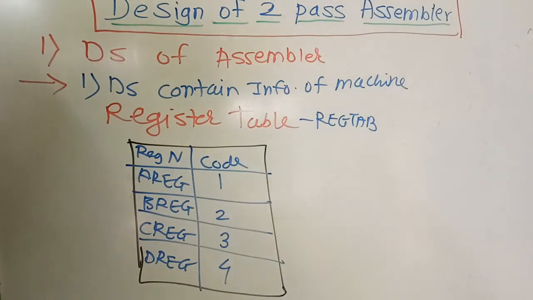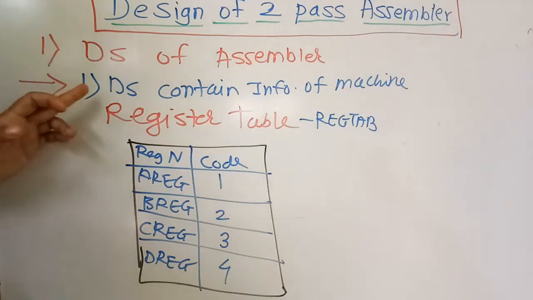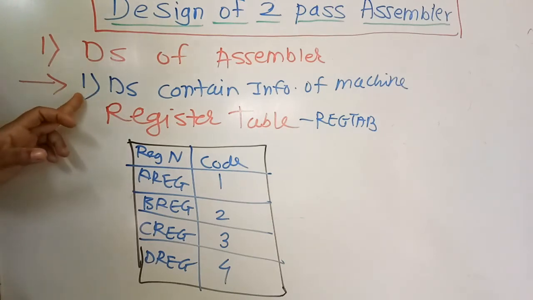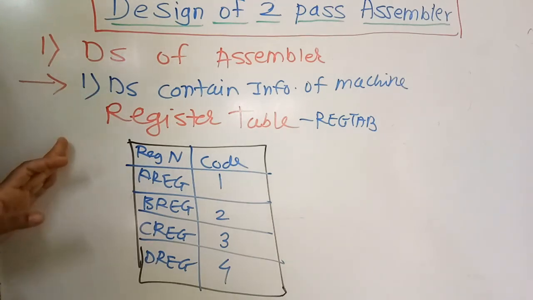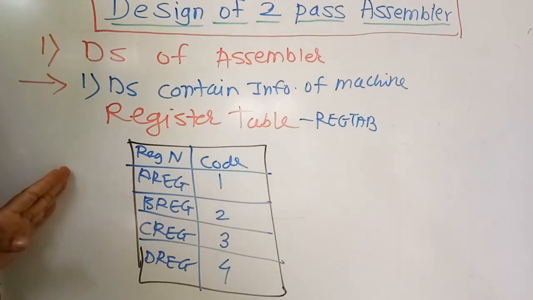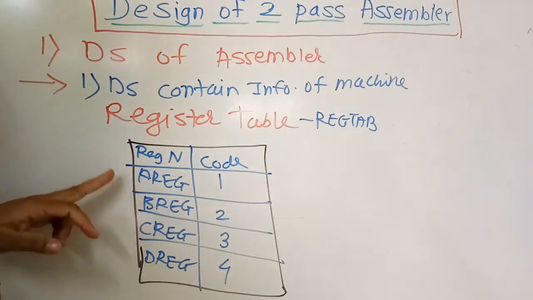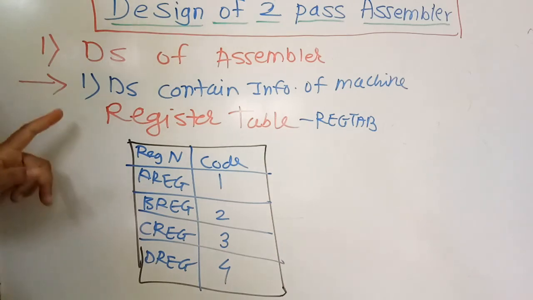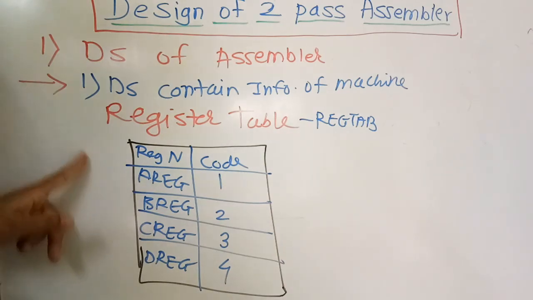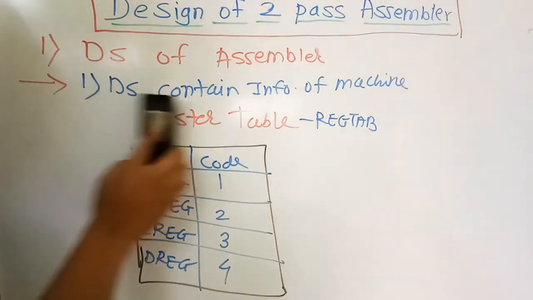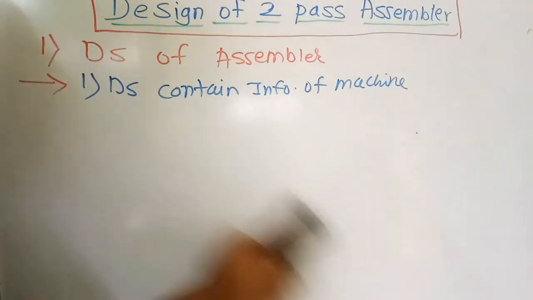The last table is nothing but the condition code table. Keep in mind that I am listing the data structures of your database of the type which are maintained by the assembler itself. These are the machine tables. We don't have any right to access these tables. So first was the operation code table, second is the register table, and third is the condition code table.